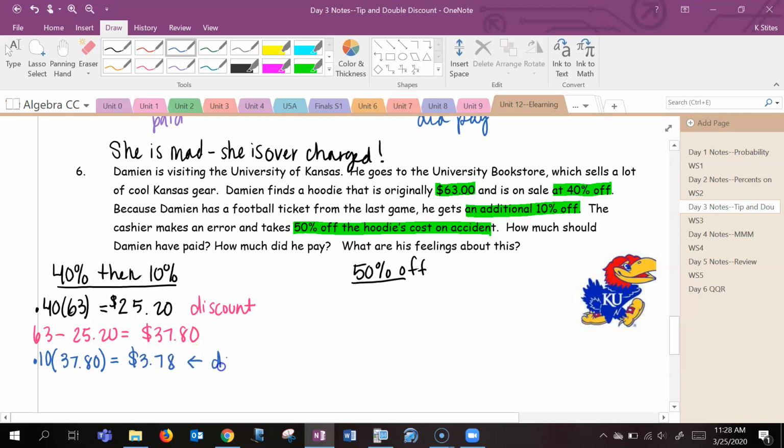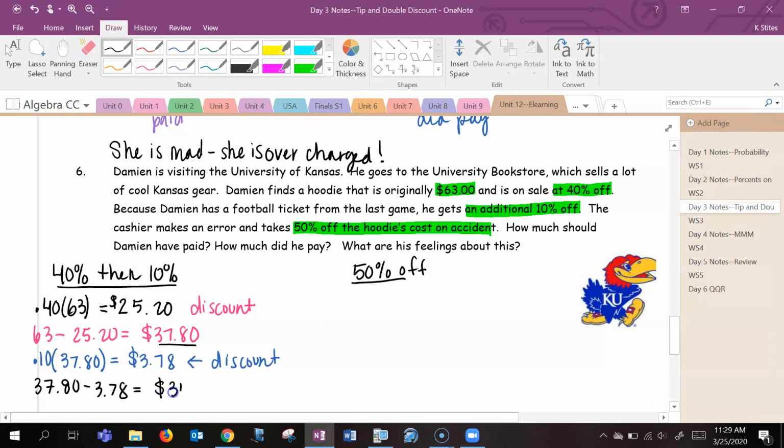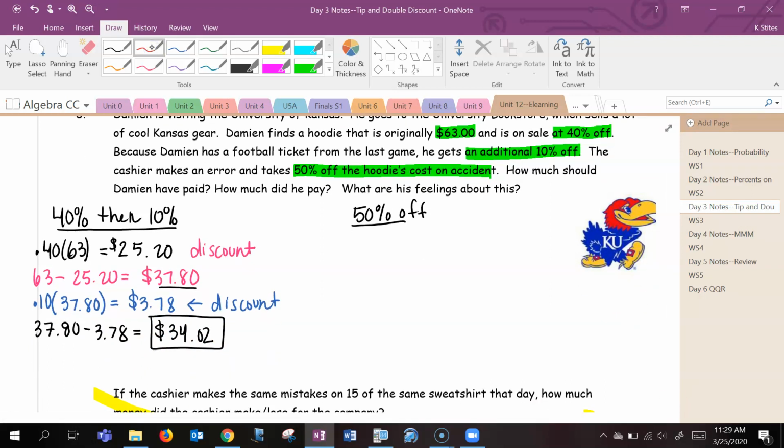Okay, but again, that's the discount. That's the second discount. So now we'll go ahead and subtract from the new cost. So 37.80 minus $3.78 is $34.02. This was the total price. So this is what he should have paid. This is what should have happened.